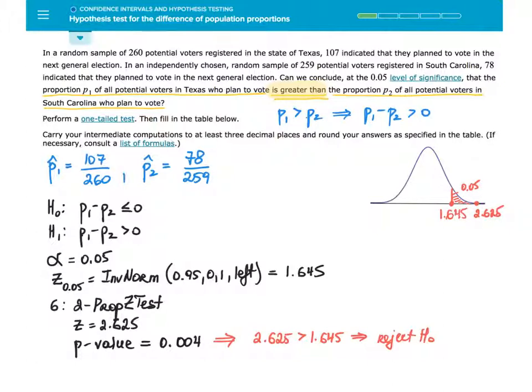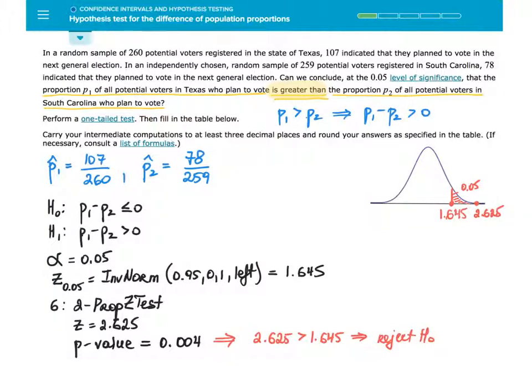From the information I have, I'm given 2 sample proportions, p hat sub 1 and p hat sub 2. The first one is 107 out of 260. The second one is 78 out of 259. The question is, can we conclude that among all potential voters in Texas who plan to vote, that proportion is greater than the proportion of potential voters in South Carolina?